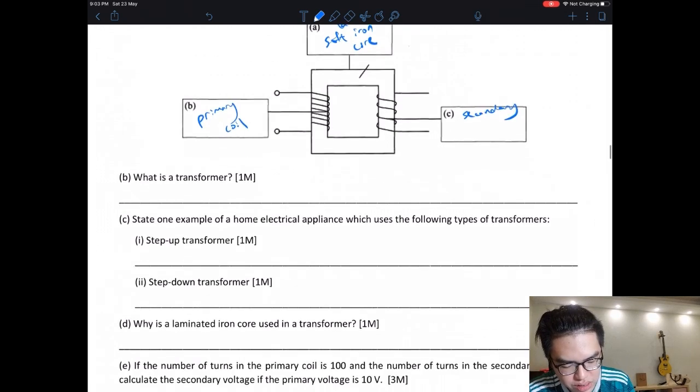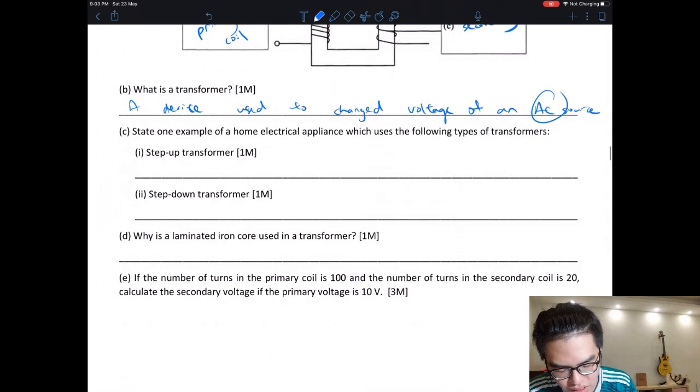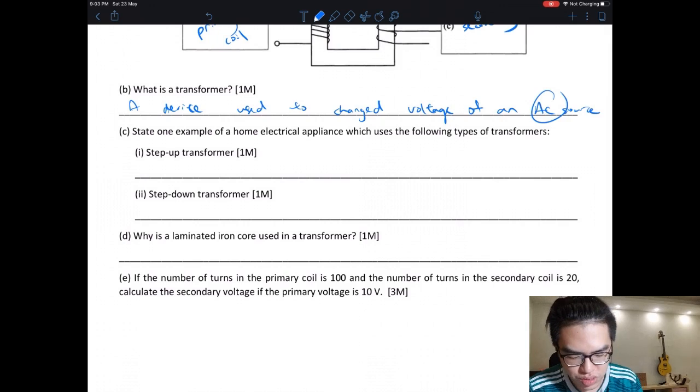What is a transformer? A device used to change voltage of an AC source. Must be AC, no DC. One example which you step up is your microwave oven. Step down is your phone charger.